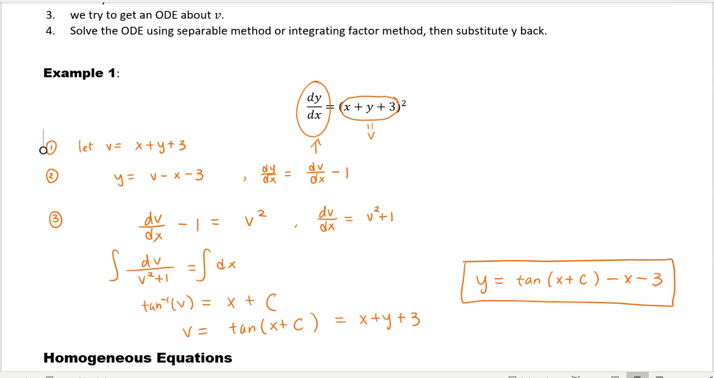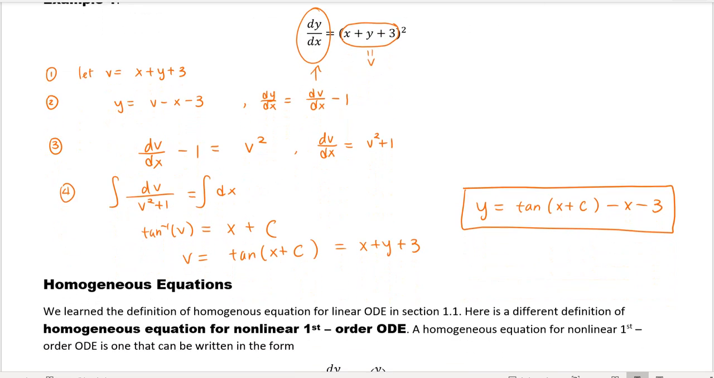Okay, so these are the four steps. We solve the differential equation here because it's separable, so we use the separable method, and then after we get a solution for v, we put the y back, so then we have a solution for y. So far so good. Okay, let's continue.